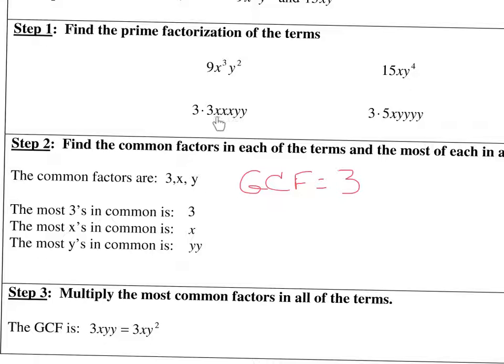When we look at the variables, this one has 3 x's, this one has only 1. So they both have at least 1 x. So 1 x is common. And looking at the y's, this one has 2, this one has 4. So both lists have at least 2 y's. And so when we multiply all that together, we get 3x y squared as the GCF of those two algebraic terms.